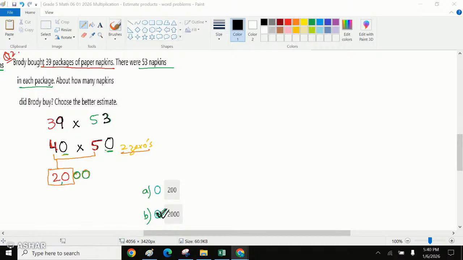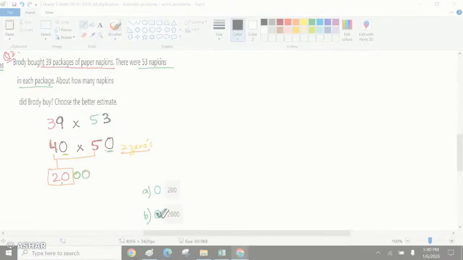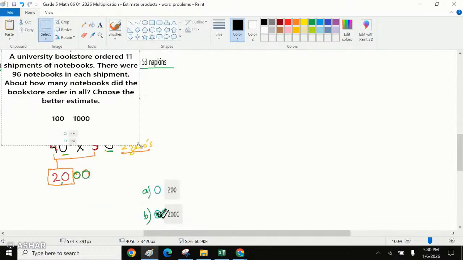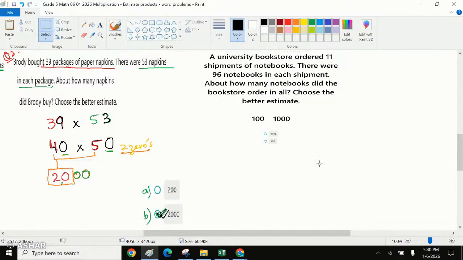Okay, let's try this question. A university bookstore ordered 11 shipments of books. For the next question, question number 3 from the test, the two options are: option A is 1000, option B is 100.